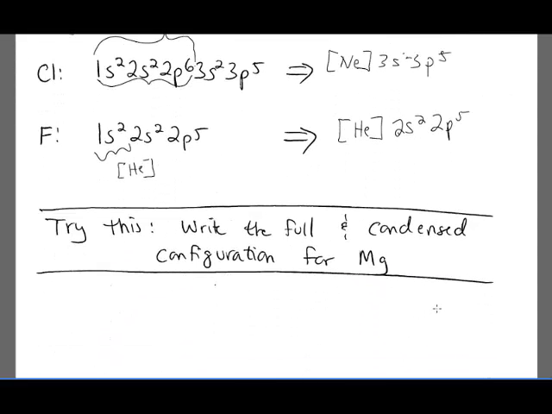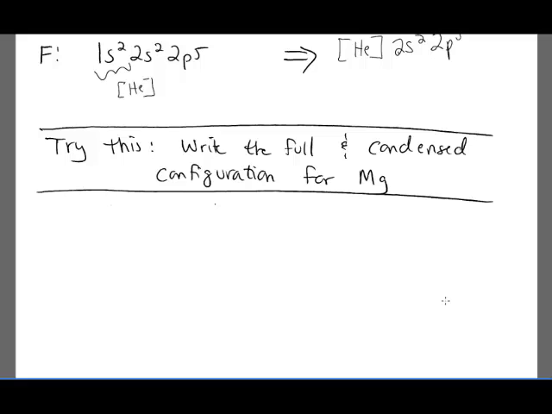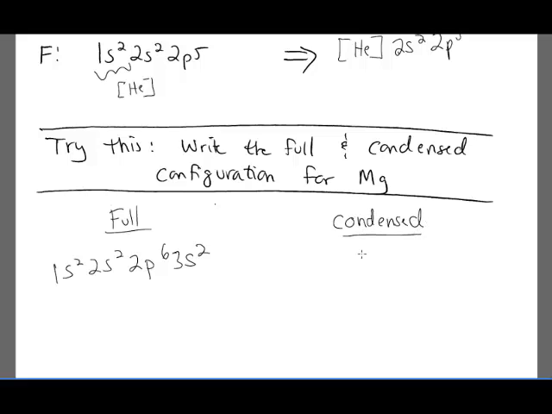Okay, so let's have you try one. Write the full and condensed configurations for magnesium, so be sure to stop it and work on that. All right, the full configuration. Magnesium would be 1s2, 2s2, 2p6, 3s2. How do we write that condensed? We notice that up through the filled p orbital is the configuration for neon. So we write neon in brackets, and we write 3s2 after that.